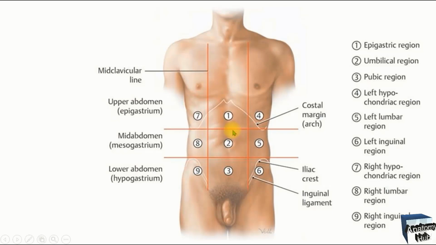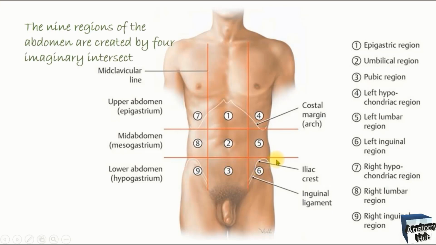And here it passes the L1 vertebra. So you can say the L1 plane passes through this line. You can see another line, and that is your transtubercular line, that is from the iliac tubercle to the opposite side of the iliac tubercle.